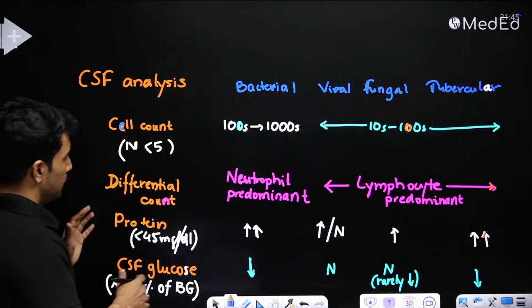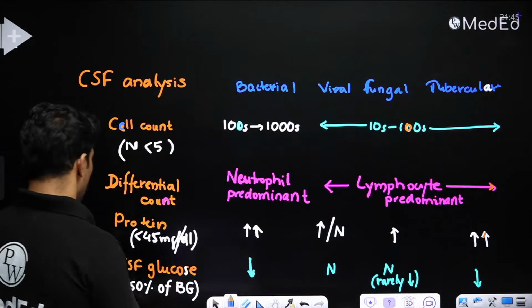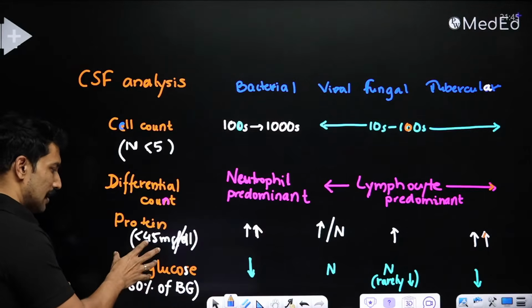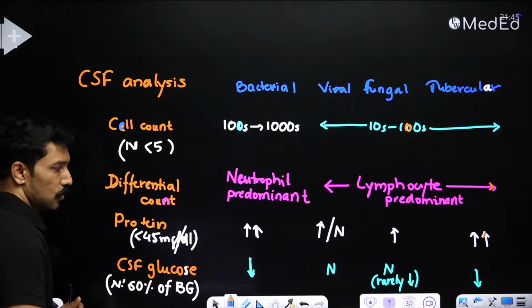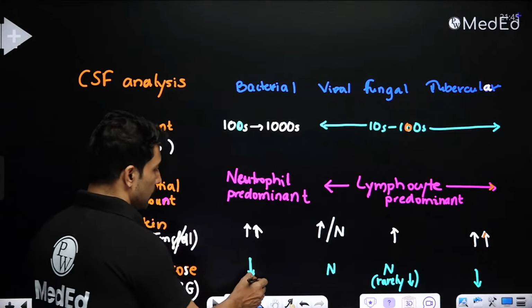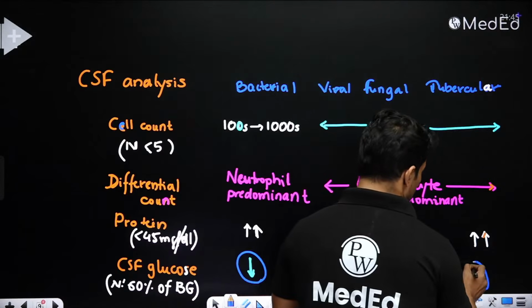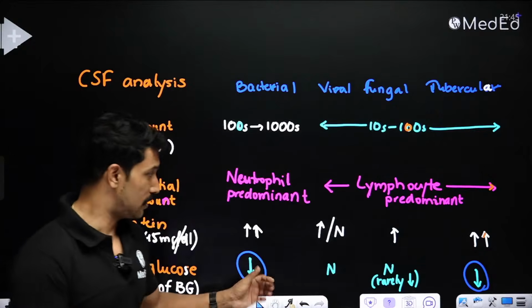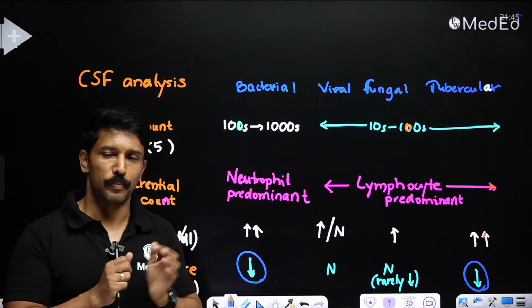After that, if I'm unsure about the diagnosis yet, then I can look at the protein and CSF glucose. Normal CSF glucose is 60% of blood glucose. Anything less than that is considered low. Low CSF glucose is typically encountered in bacterial, very rarely in fungal, but very often in tubercular. So this also has a differentiating role, helps us to differentiate different types of meningitis.